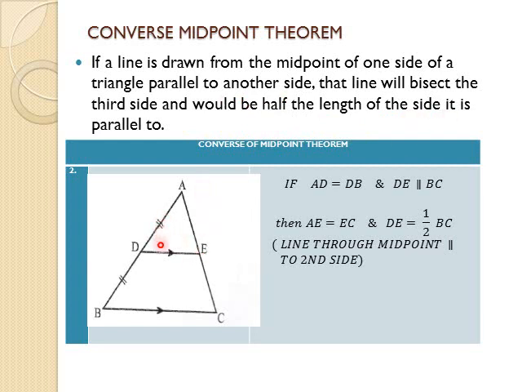So you see, I've drawn it, it's given that this side equals that, and these two are parallel. So if AD equals DB and DE is parallel to BC, then we automatically conclude that AE must equal EC, and DE is then half BC. But now we write: the line through the midpoint parallel to the second side. So the line through the midpoint is parallel to the second side, or we can say third side. Right? I hope you follow.